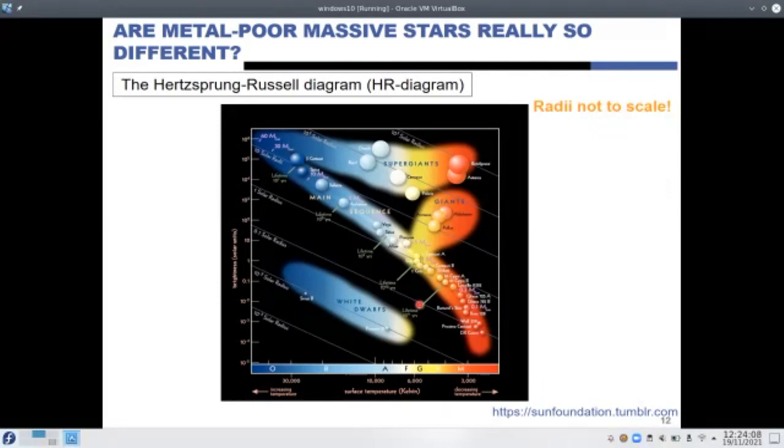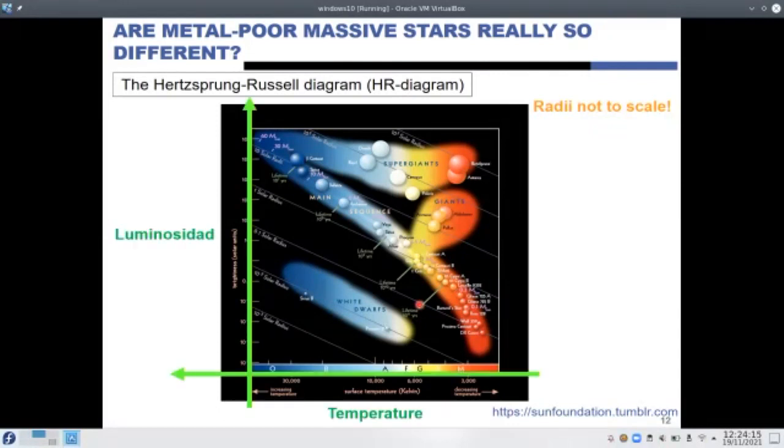And this is one of the most useful fundamental tools in astrophysics. So here for a given stellar population, it can be a stellar cluster, a galaxy, whatever, we plot for each star the effective temperature that increases to the left.